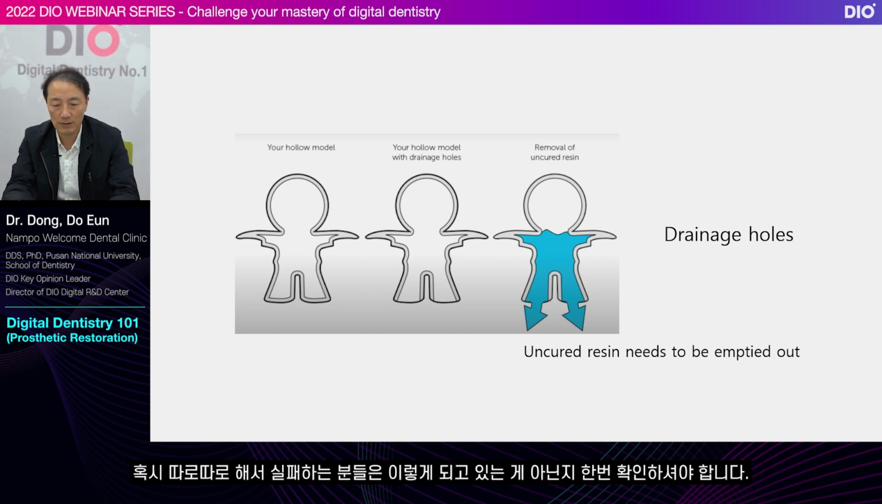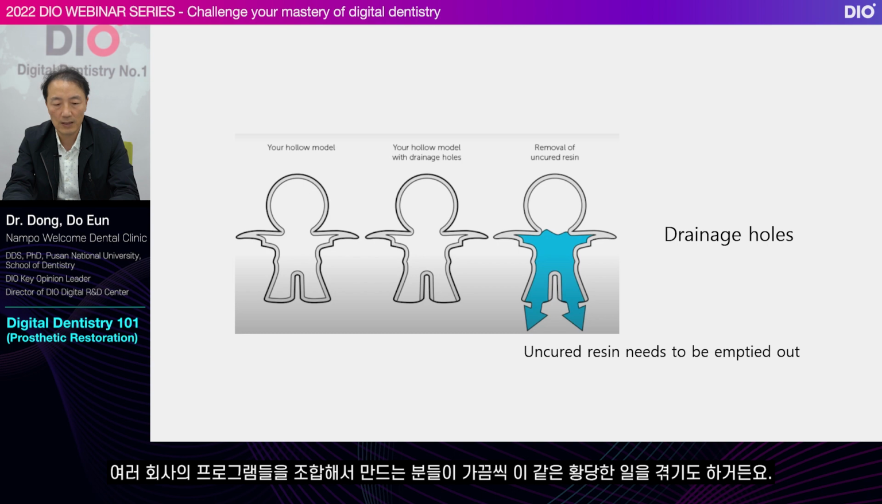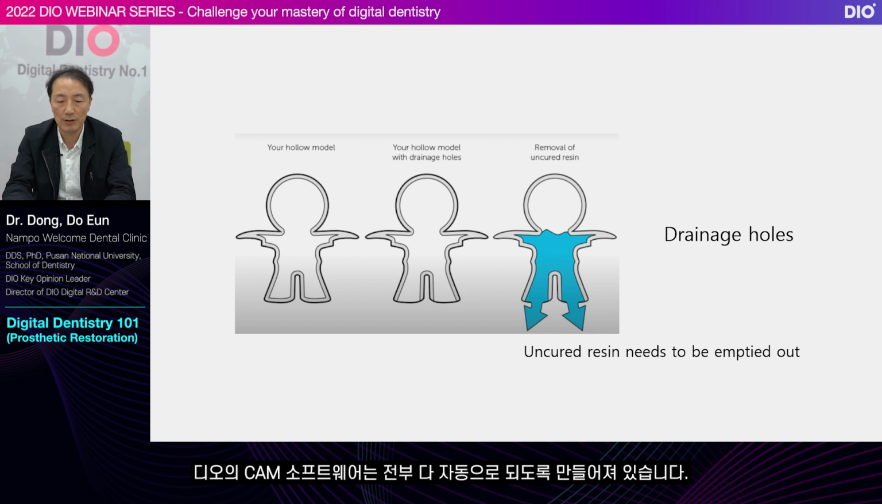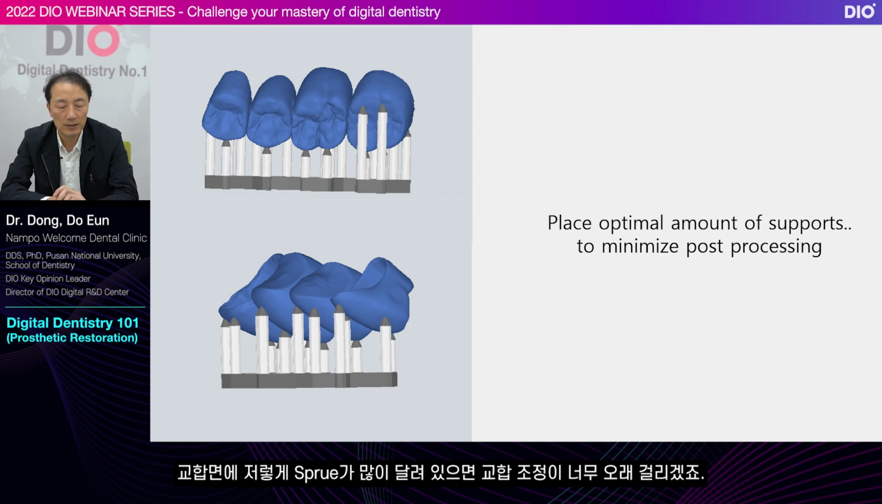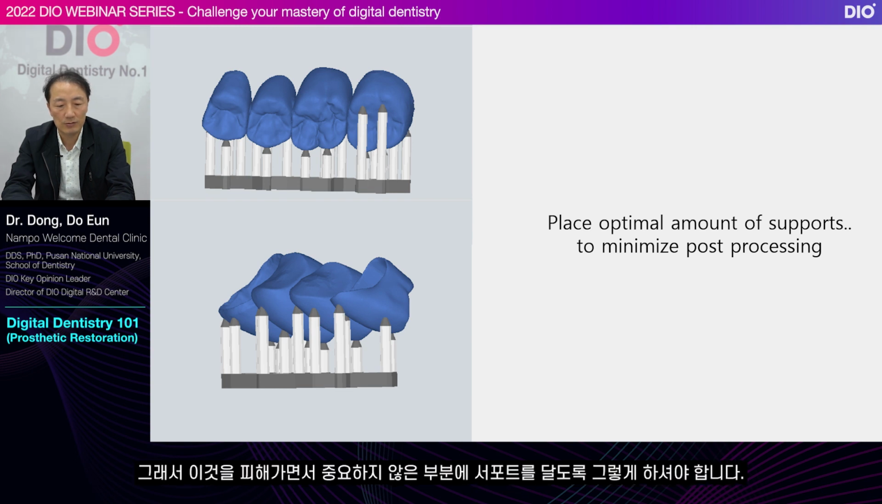So, if you are doing it separately and have been seeing failures, you can check if this is what's happening. Some people use a combination of programs from several companies, and sometimes experience absurd things like this. Do-eun's CAM software is made so that everything is set automatically. Also, to reduce the post-processing, the support location must be appropriately placed. Make sure that the important parts are printed precisely. If there are many sprues on the occlusal surface like this, then the occlusal adjustment will take too long. So you should avoid this and add the supports in the marginal area.